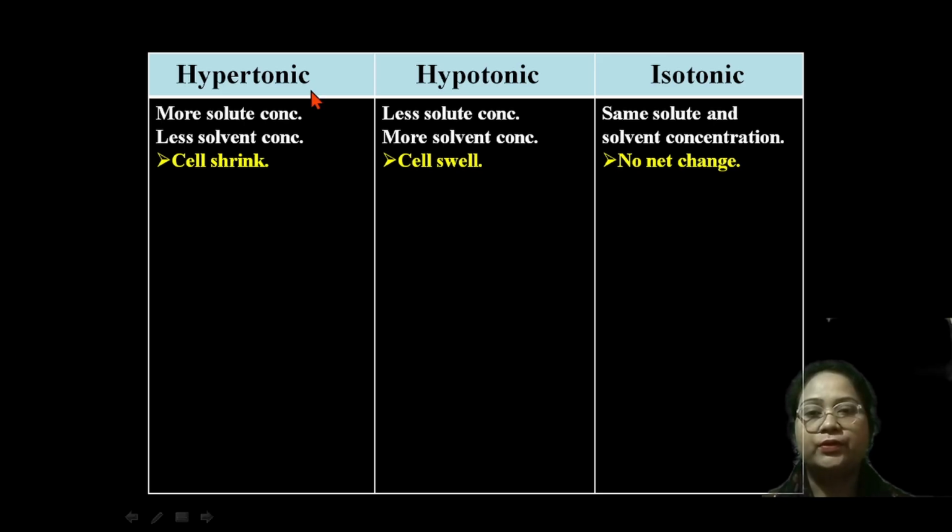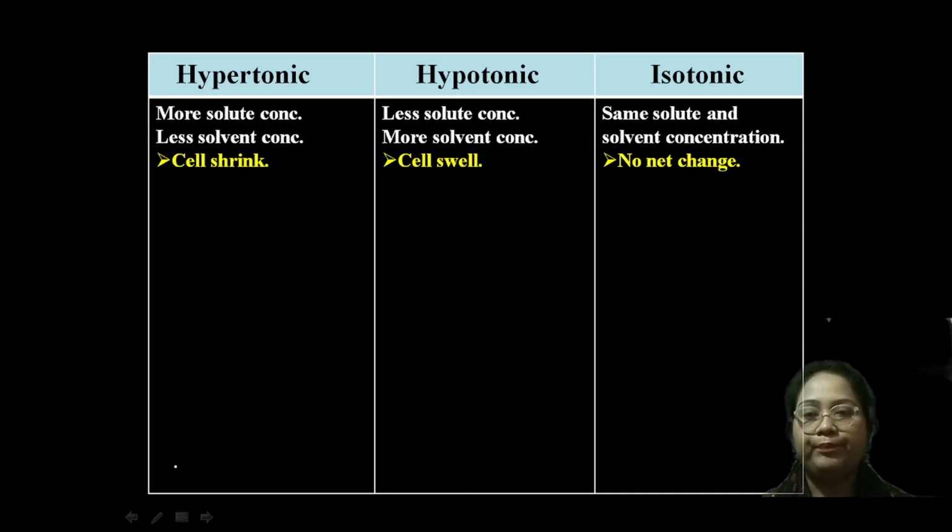Then comes hypertonic, hypotonic and isotonic solution. So what do we mean by these three terms? So hypertonic, hyper, as we already know, hyper means more, isn't it? Hypo, if we tell hypo means less, and iso means so and so, no net change we can tell. Okay, now let us study about these three terms. So first of all, we'll study about what is hypertonic.